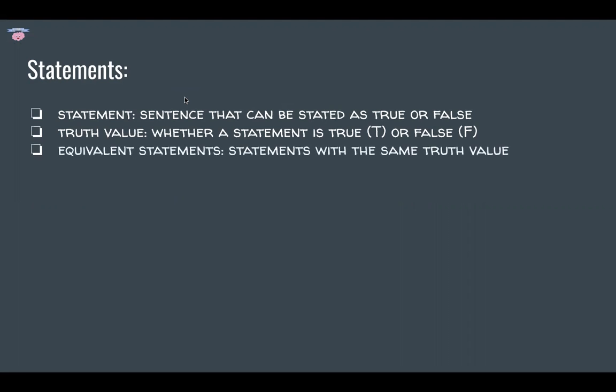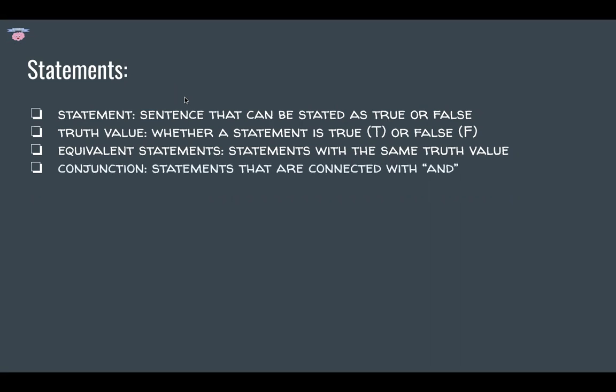Equivalent statements are statements with the same truth value. So the sky is blue and the earth is round are both equivalent statements because they both are true. Statements could also be false, like the sky is purple or the earth is flat. Those both have the same truth value too, and those both are equivalent statements as well.